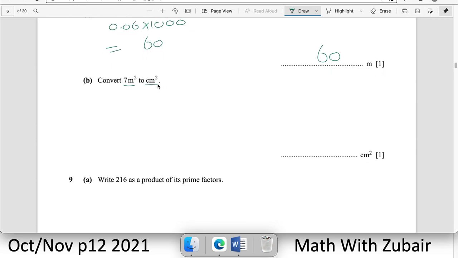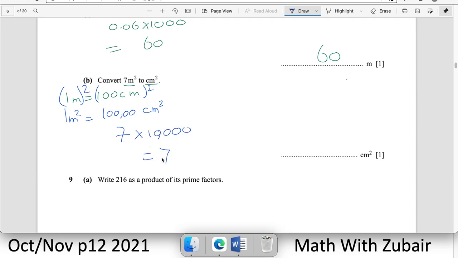Convert 7 meter square to centimeter square. Either you memorize it or you understand it, that 1 meter is equal to 100 centimeter. In order to get square, we should put square on both sides. That would end as this. 1 meter square equals square of 100, which is 10,000 centimeter square. So you simply multiply 7 with 10,000 and your answer is 70,000 centimeter square.